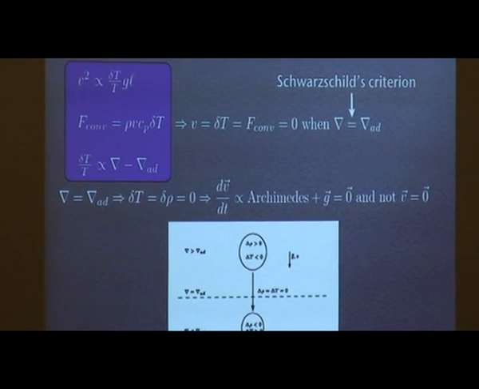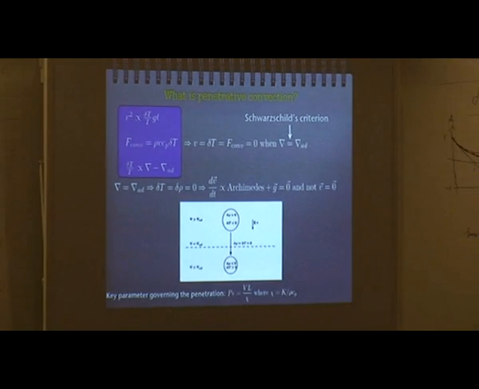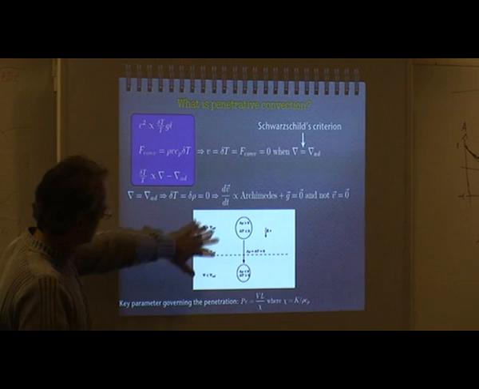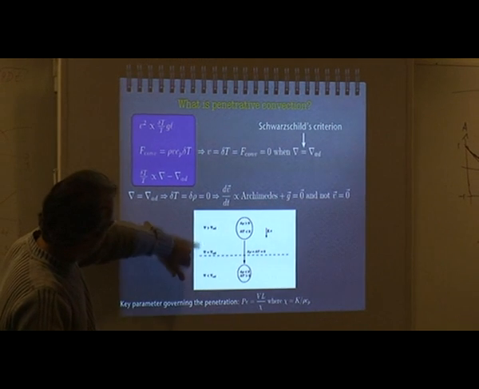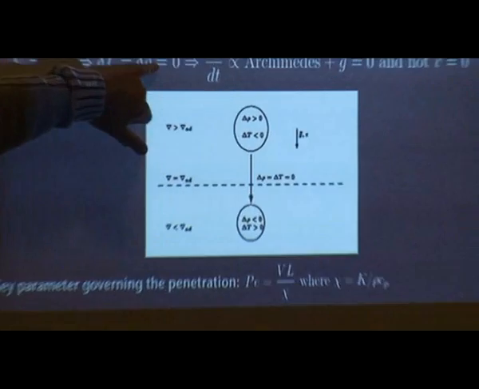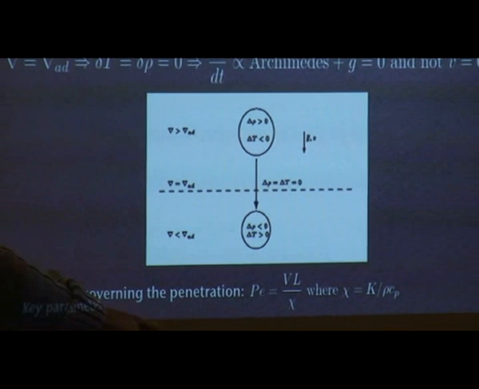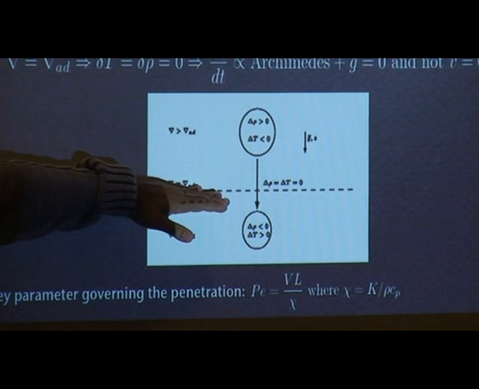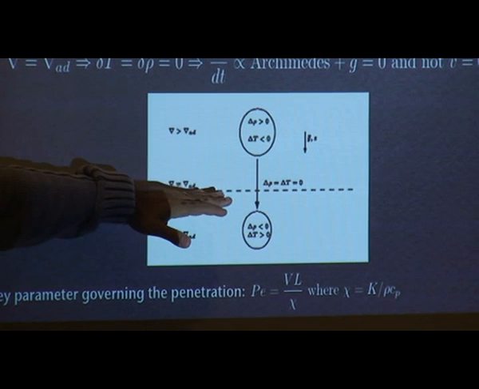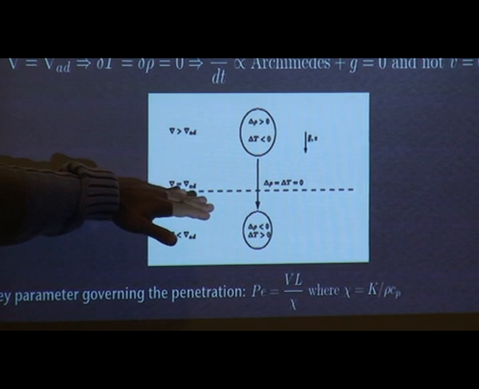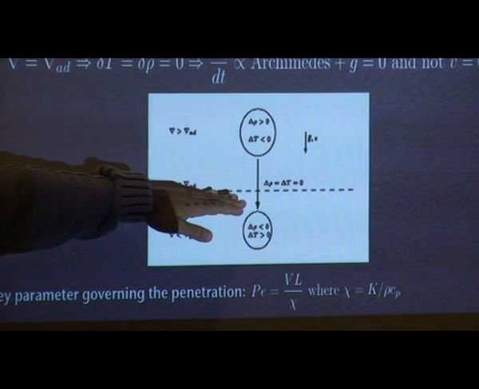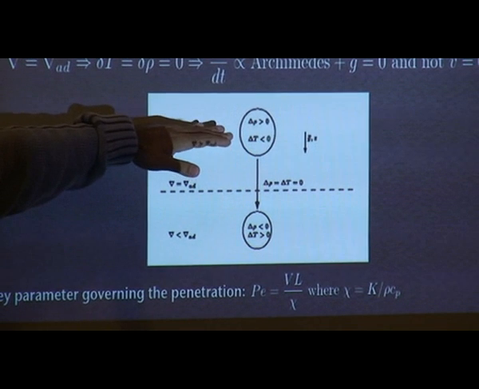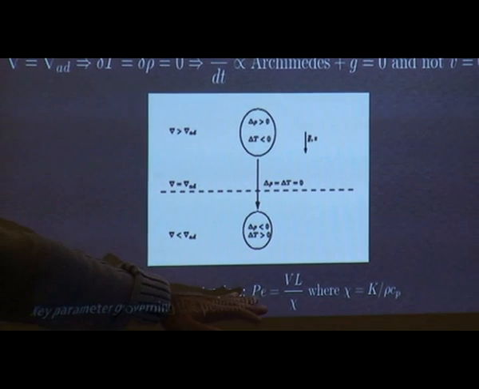So, what is penetrative convection? On this graph, here we have the convection zone, and here we have a radiative zone. And at the interface, we know that the temperature gradient should be the adiabatic one. Above, in the convection zone, it's a super-adiabatic gradient, and below it's a sub-adiabatic gradient.